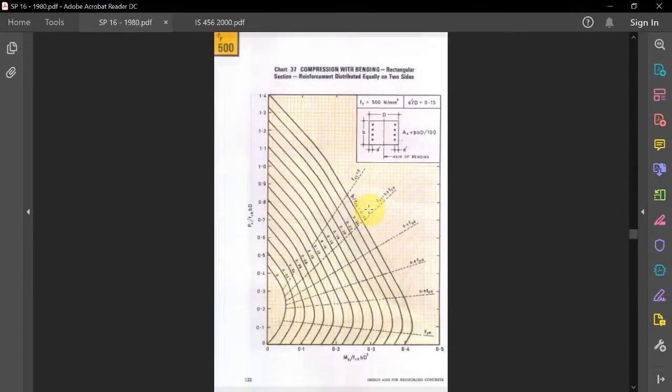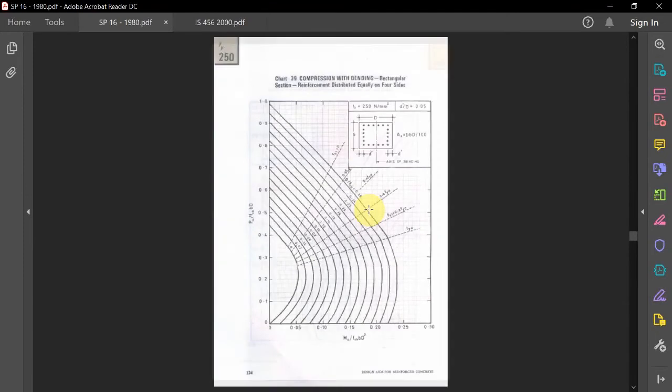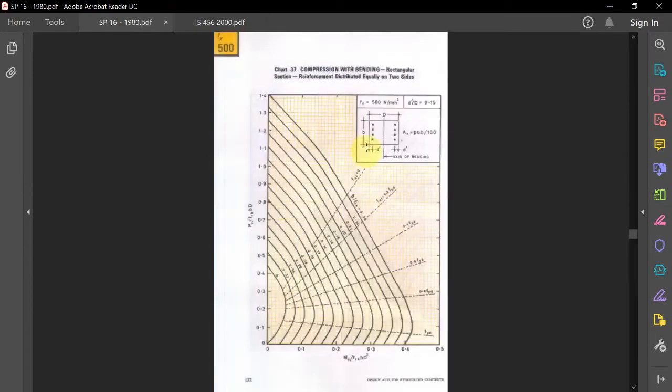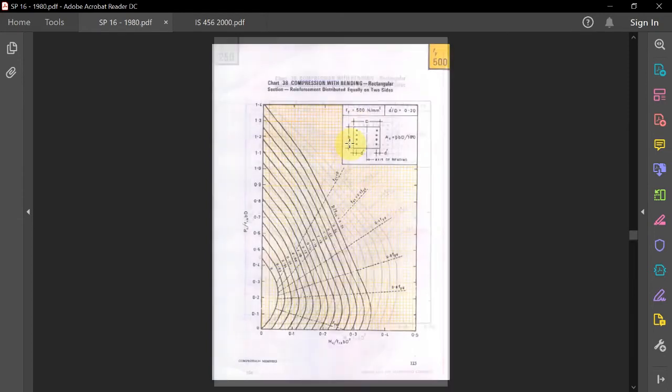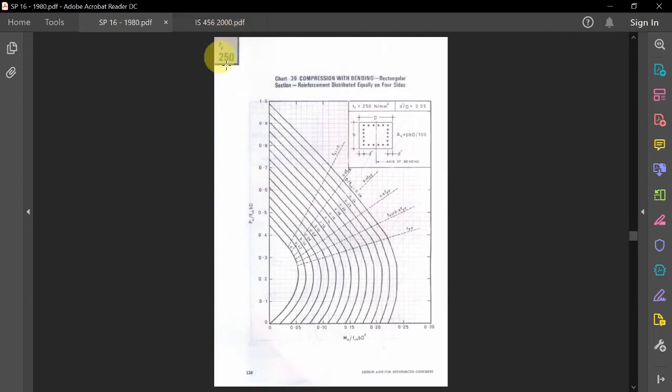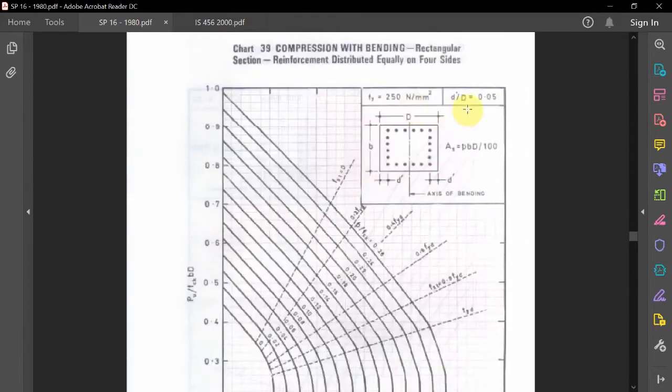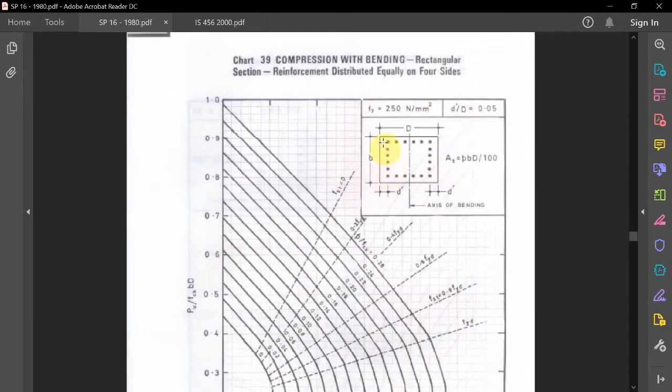I'll show you. Yeah, so it starts for these, with reinforcement distributed equally on two sides. This ends on chart 37. Then chart 38 is the last of this type, and from chart 39 it again starts with Fy 250, d dash by capital D 0.05, but this time the reinforcement is on all four sides.